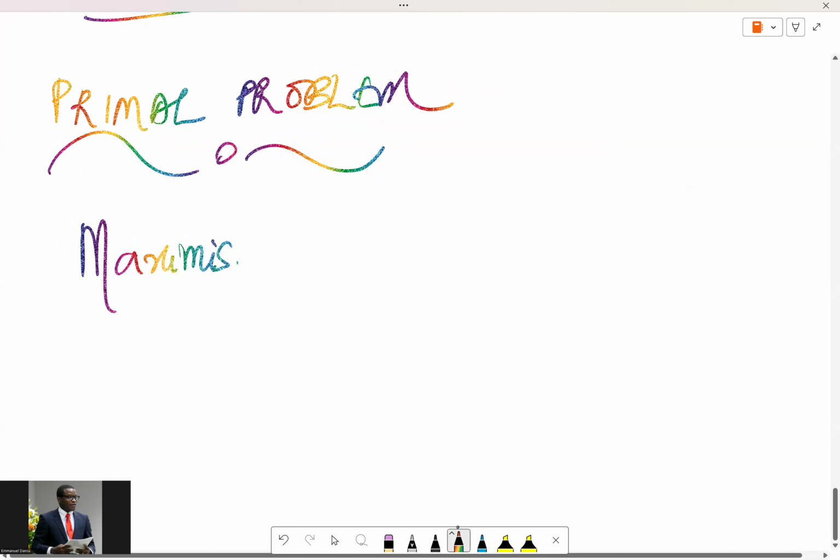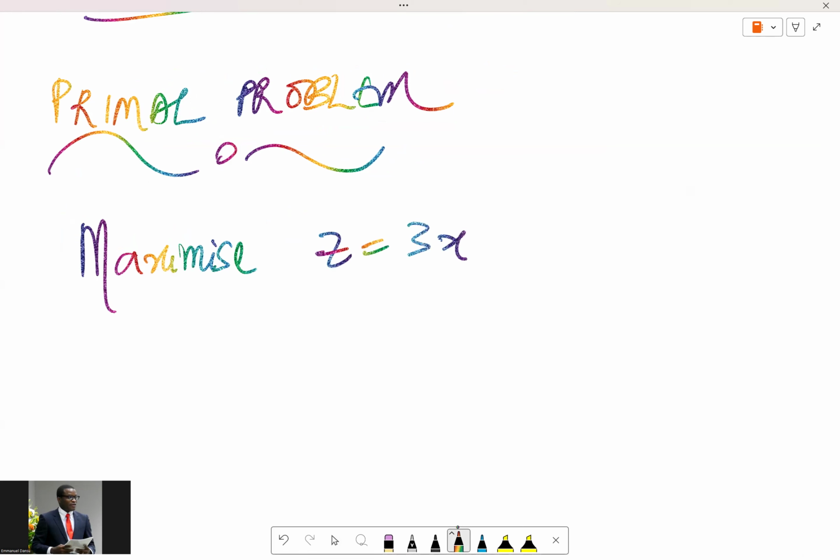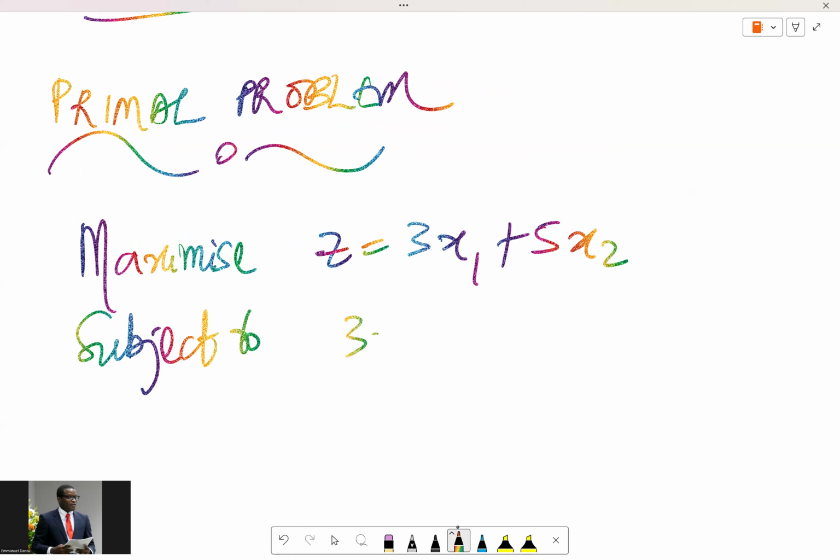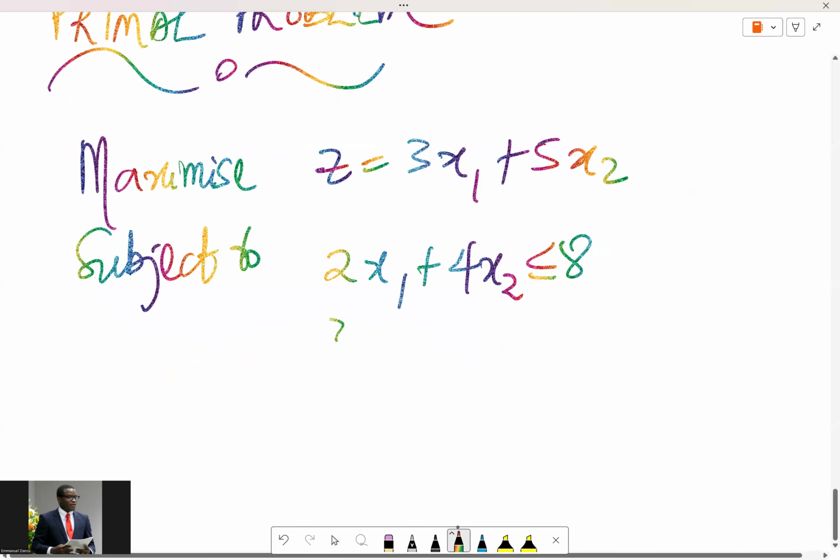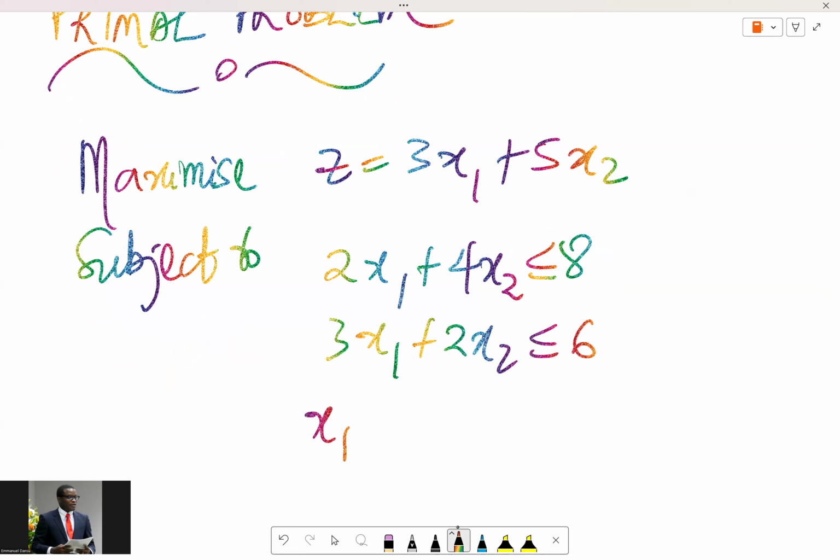So we have maximize z equals 3x1 plus 5x2 subject to the constraints 2x1 plus 4x2 is less than or equal to 8. Then we have 3x1 plus 2x2 is less than or equal to 6. And then we have x1 greater than or equal to 0, x2 greater than or equal to 0. Now, of course, we already know x1 and x2 are decision variables, so let's not stress about that.